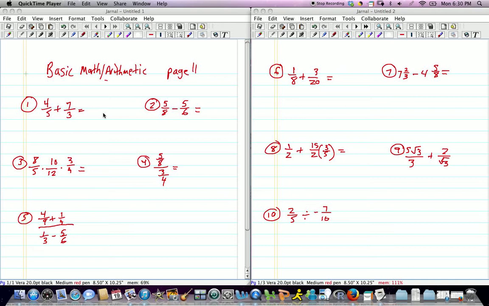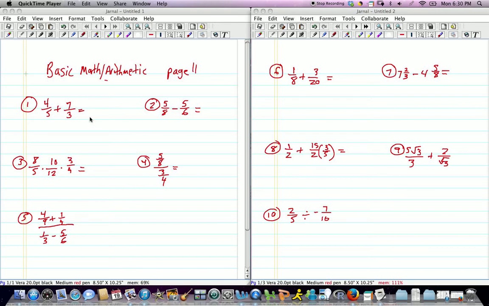So we're going to start with number one. Number one's an addition problem. It says to add 4/5 plus 7/3. So the first thing I'm going to recognize is that 5 and 3 are not the same denominator. So because of that, I need to find a number that 5 and 3 both go into evenly. In other words, we're going to find the least common multiple of 5 and 3. Now in this case, that's going to end up being 15.